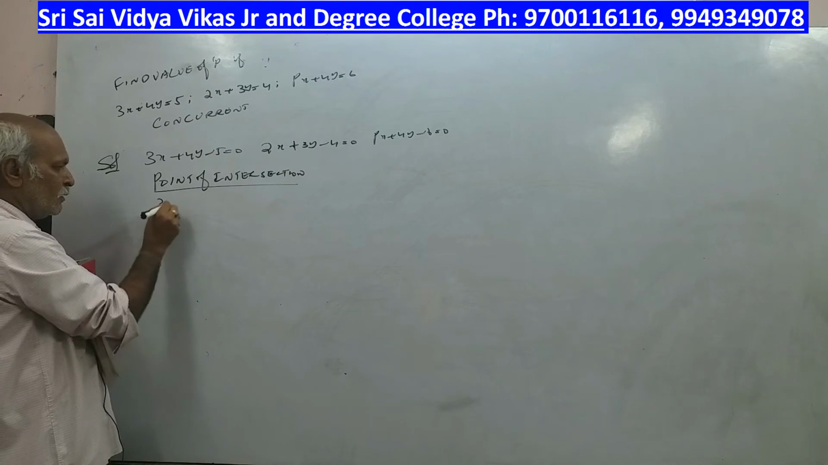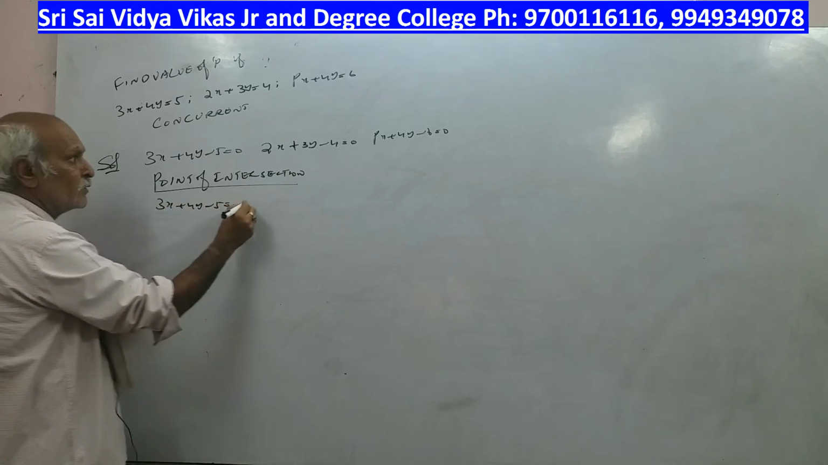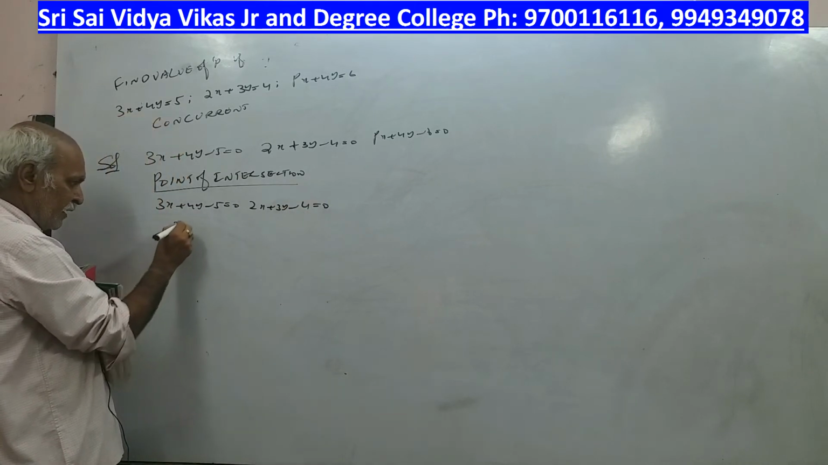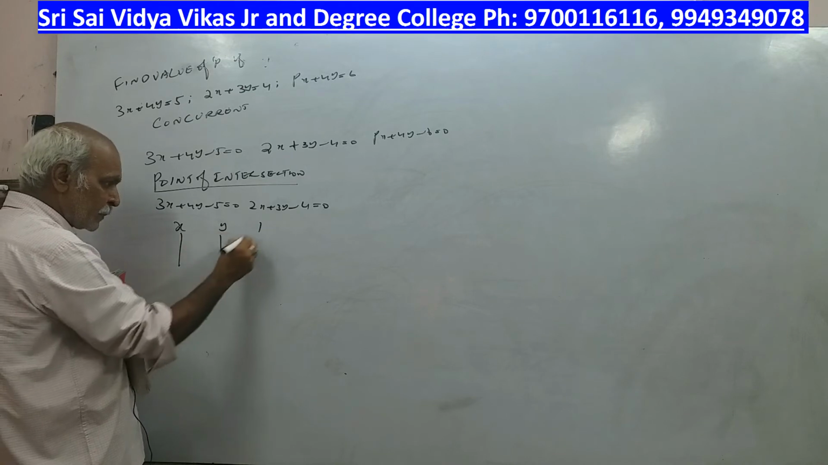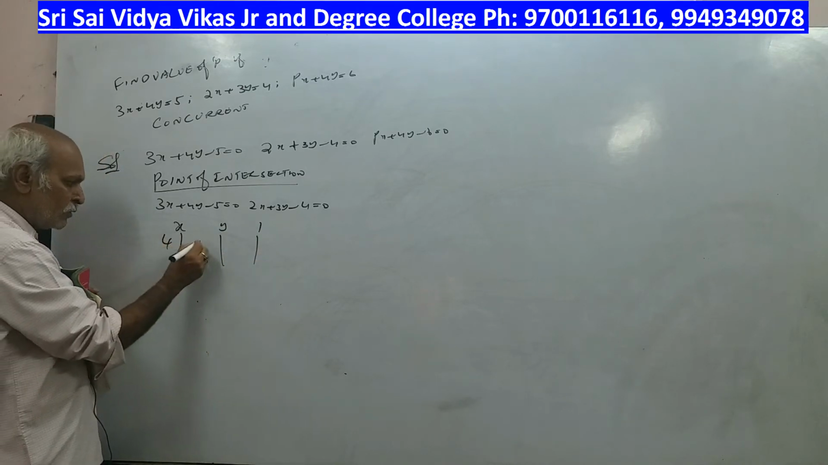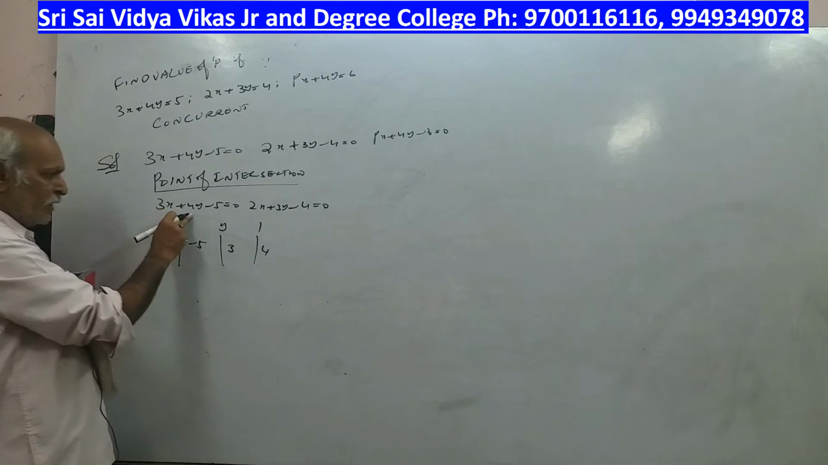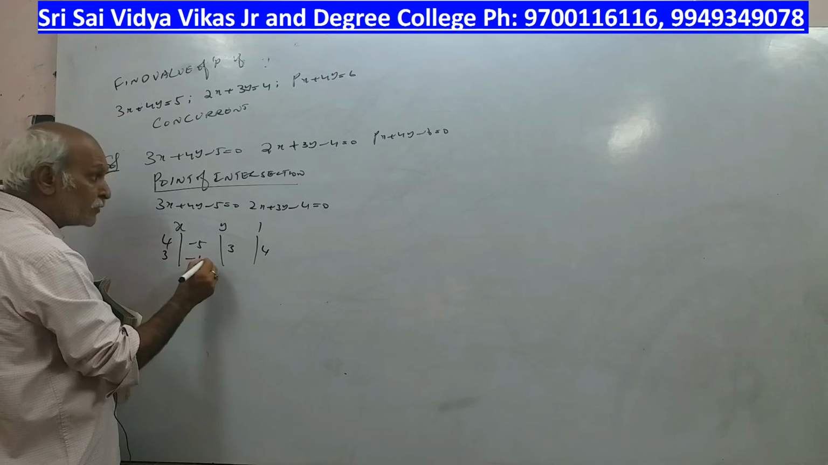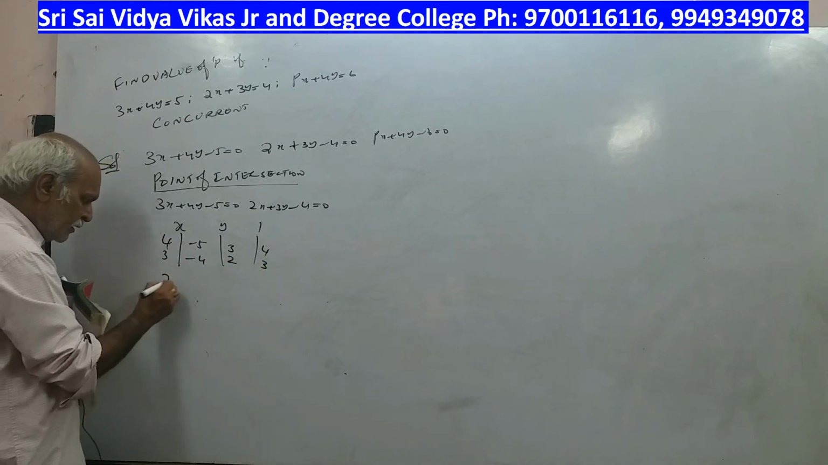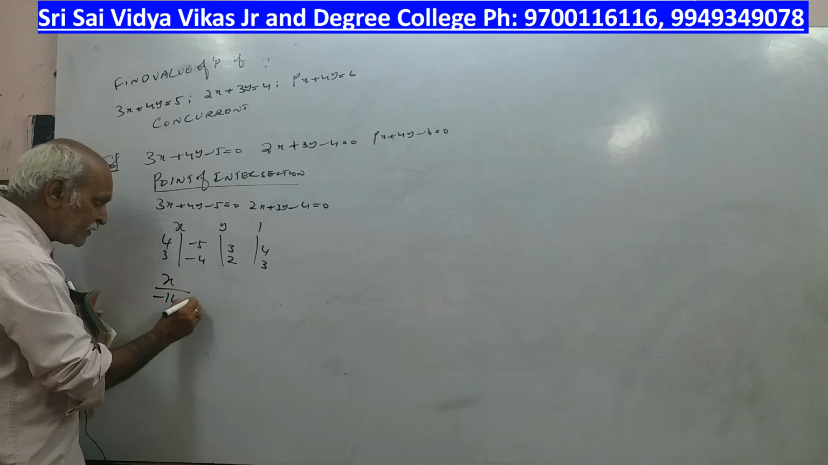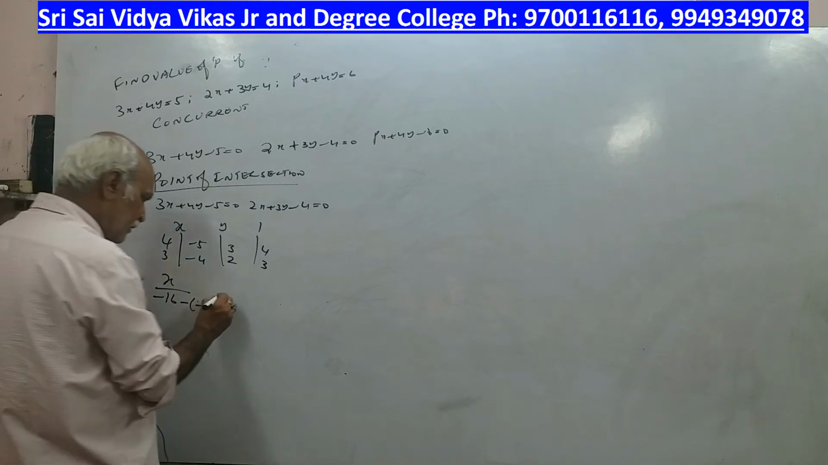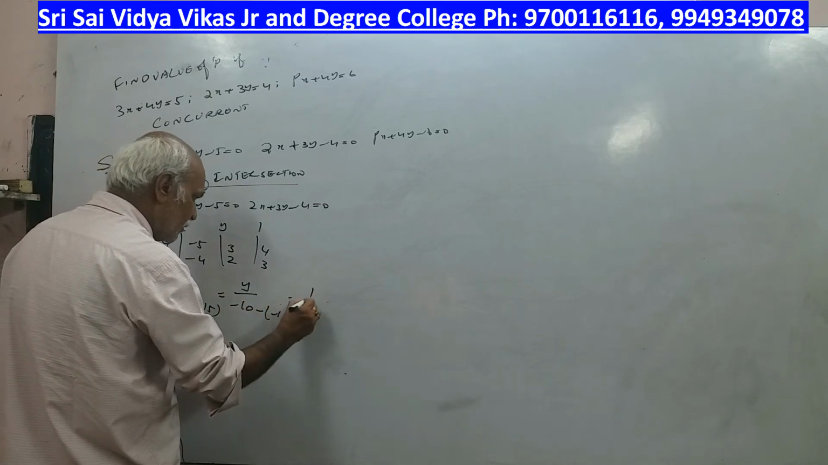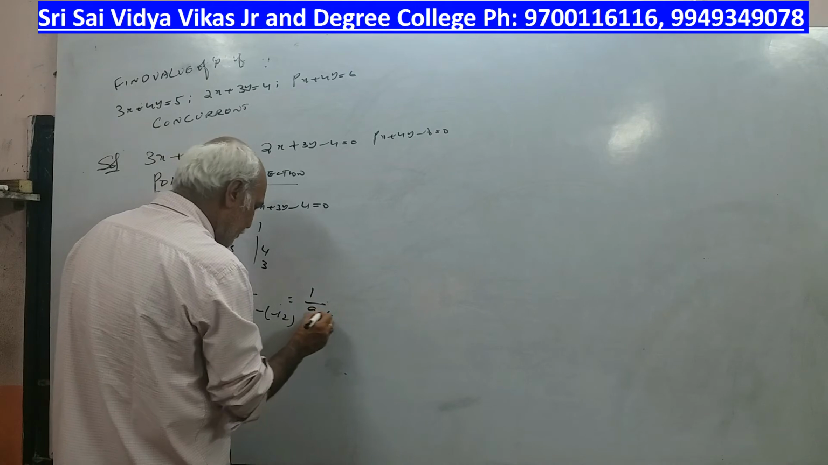Okay, 3x plus 4y minus 5 is equal to 0, and 2x plus 4y minus 4 is equal to 0. Again, x, y, 1. First, y coefficient 4, constant minus 5, then 3, 4. Then constant, x coefficient, again y coefficient: here 3, minus 4, 2, 3. x by minus 16 minus of minus 15, y by minus 10 minus 12, 1 by 9 minus 8.